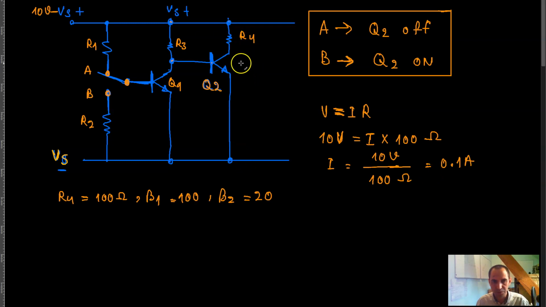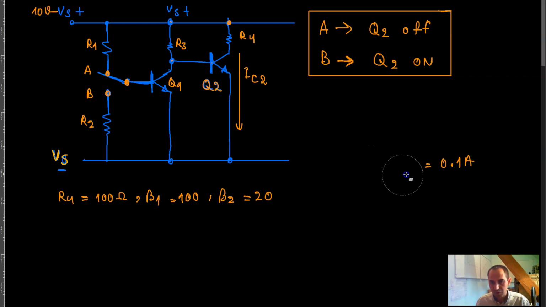If I call this current I of C2, I of C2 is supposed to be 1/10 of an amp. And that results in the whole supply voltage, which is 10 volts up here, being dropped across this resistor, and then the transistor is turned on. Okay. So I'm going to write down all of these over here, which means that I of C2 is supposed to be equal to 0.1 amp, which is 100 milliamp, right?